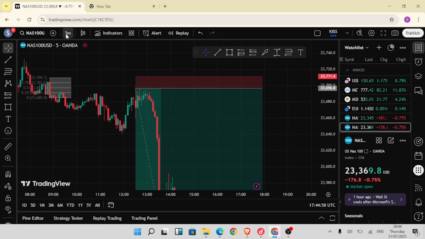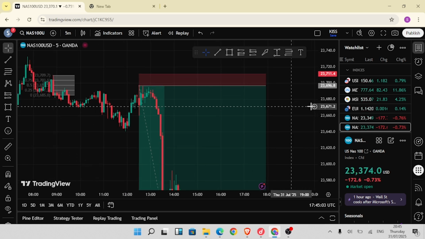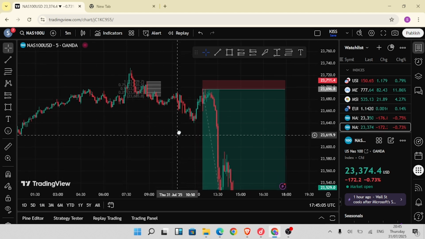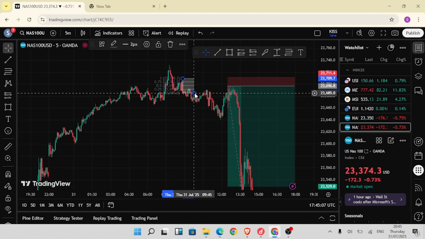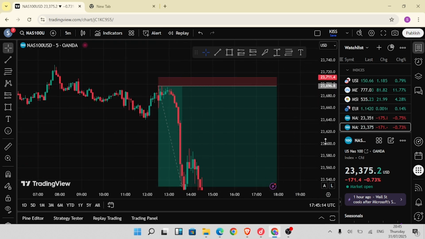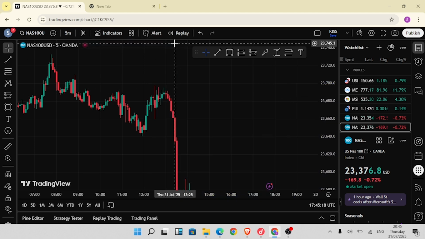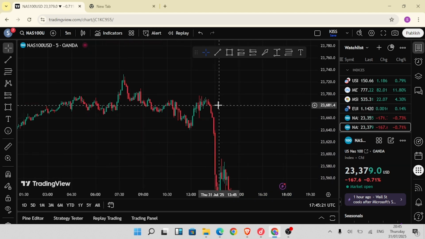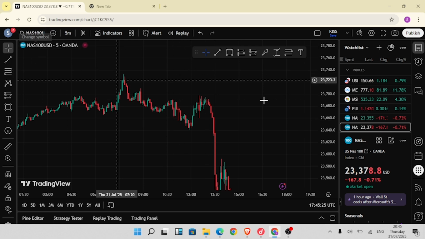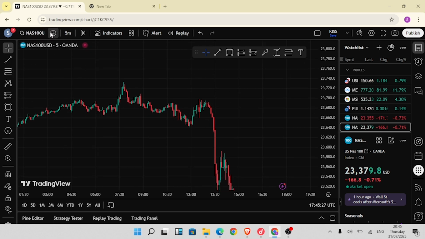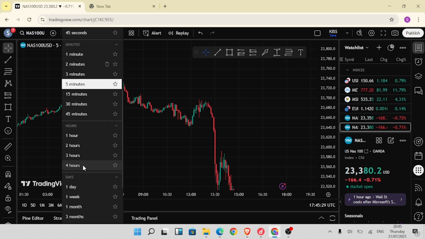This is NAS100 or USD-100. I want to show you how I used the 4-hour power of 3 and the 5-minute dealing range theory on an engulfing candle out of a fair value gap or an area of interest. Let's go to the 4-hour time frame.